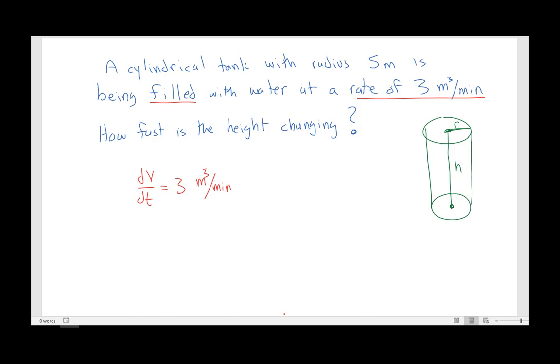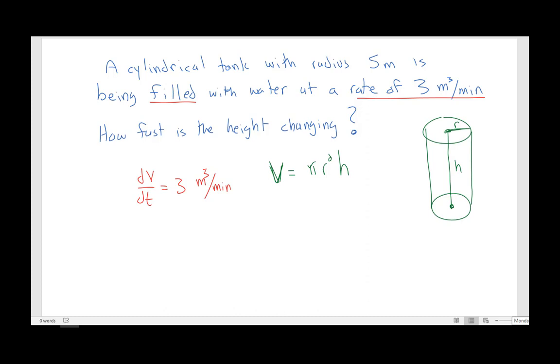So I have to use the volume formula in order to tackle this problem. What is the volume of a right circular cylinder? Well, the volume of a right circular cylinder is the area of the base, pi r squared, times the height, times h. So there's my volume formula.